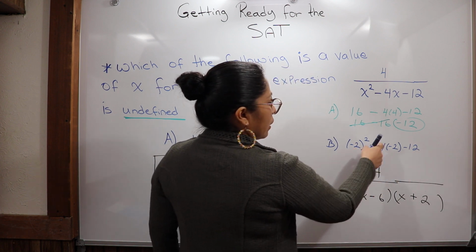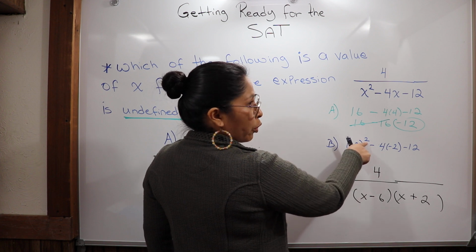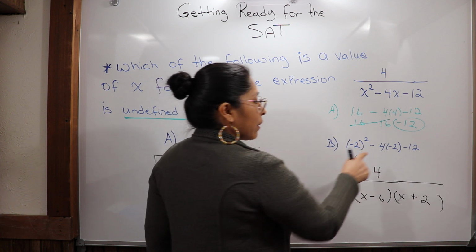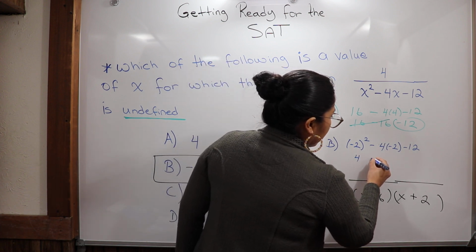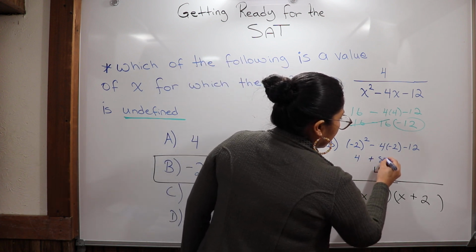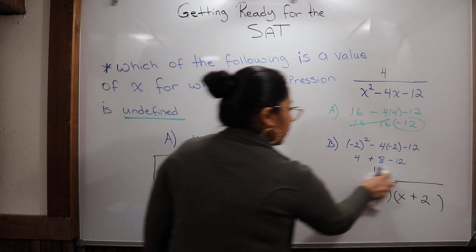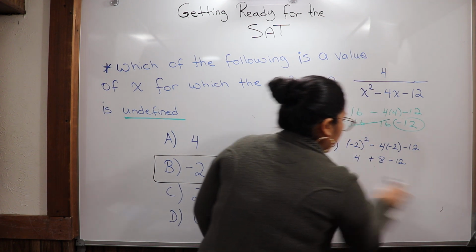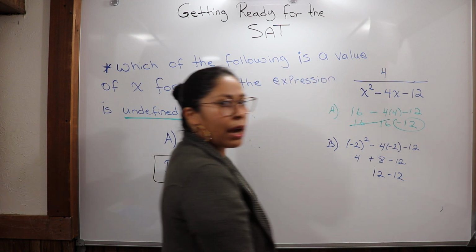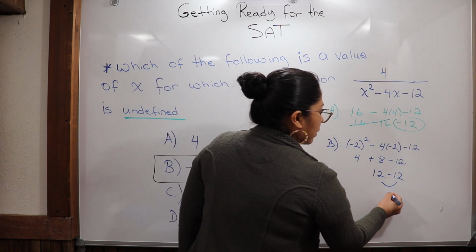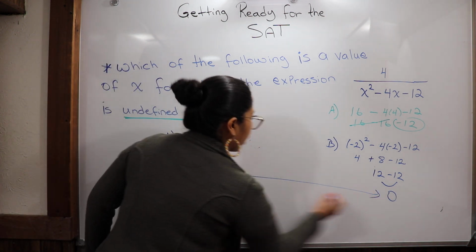So what happened here? This is going to be 4. It's a negative, but the exponent is an even number, so it's going to be positive. And a negative times another negative is going to be positive as well. So right here it's going to be plus 8 minus 12. You can see 4 plus 8 is going to be 12. 12 minus 12, ooh, what happened here? 0. So you can see that both ways you can get your answer.